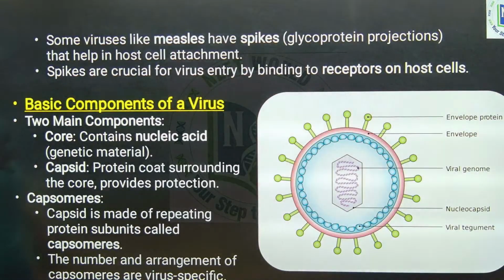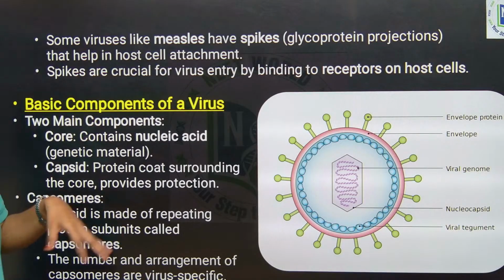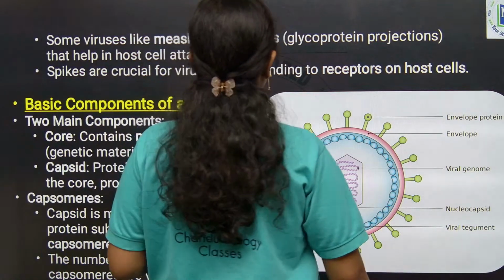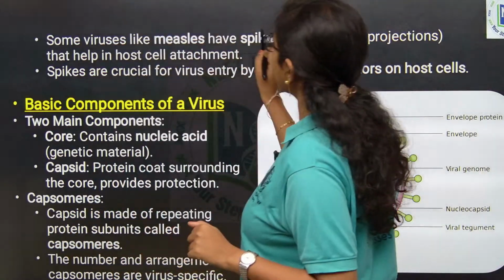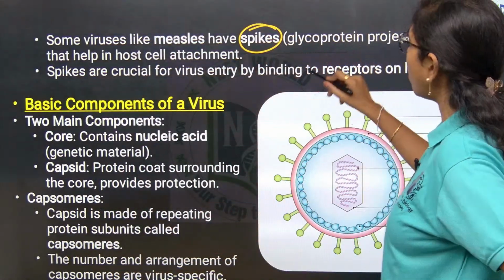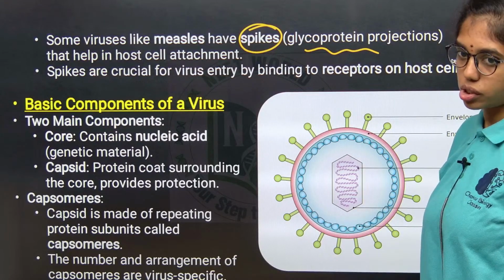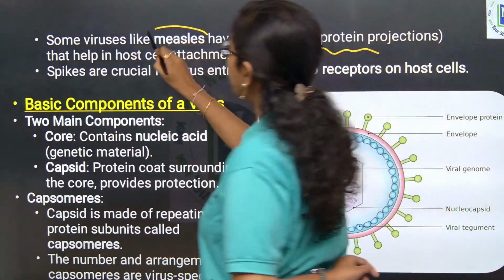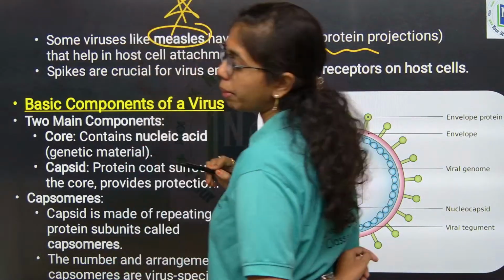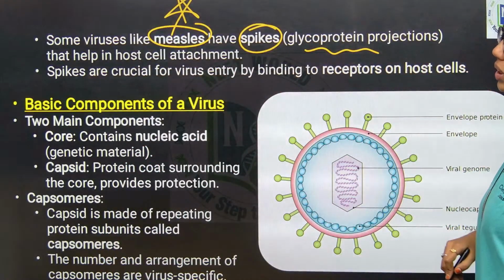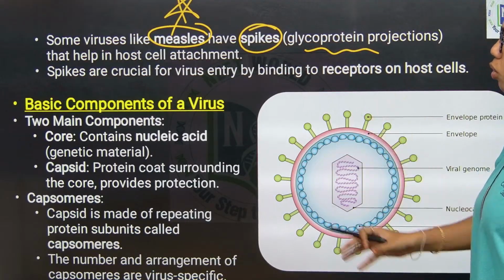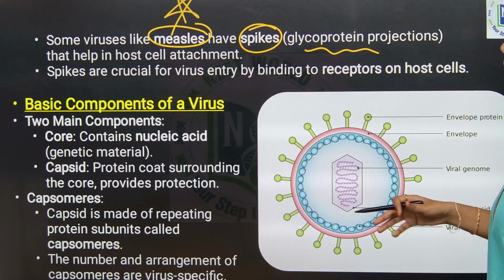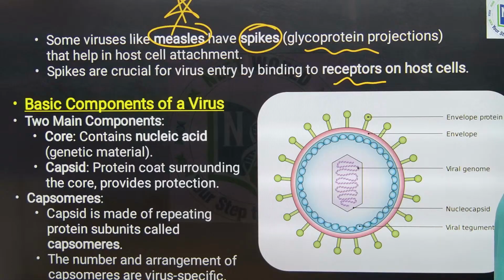Yeah, some viruses like measles have spikes over the envelope. These spikes are composed of what? Glycoprotein projections. Okay, an example of having spikes over the envelope is measles. Important, remember, that will help in host cell attachment. Spikes are crucial for virus entry by binding to the receptors on the host cell.